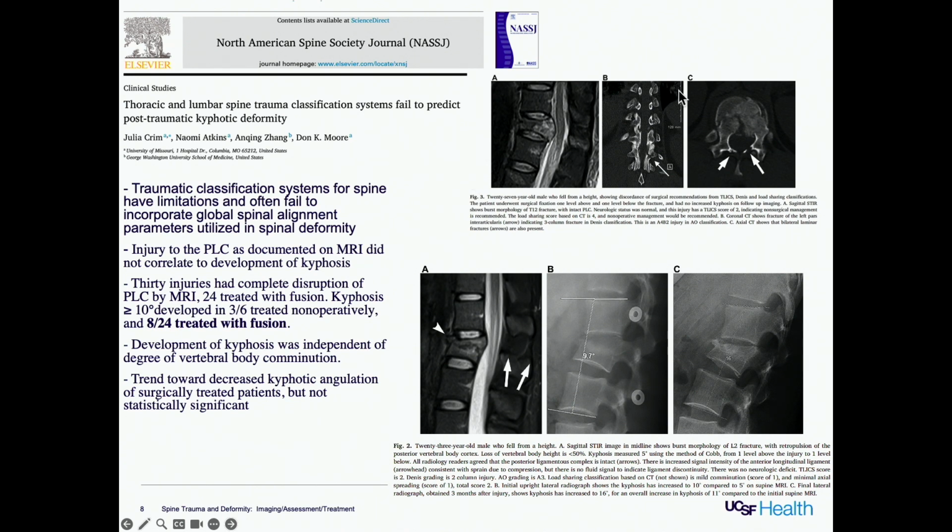This is just a classic L1 burst fracture, one treated operatively, one non-operatively, where there is progression over time of focal kyphosis, independent of the vertebral body comminution.